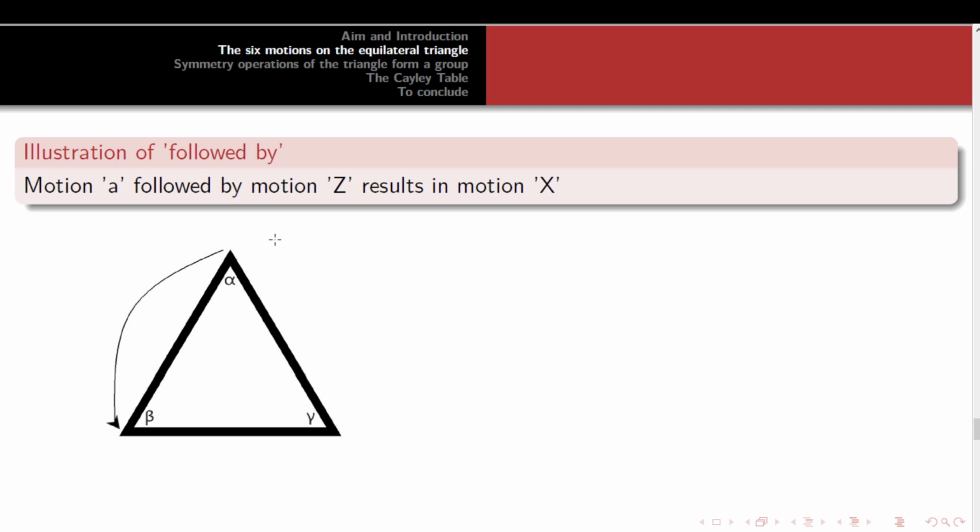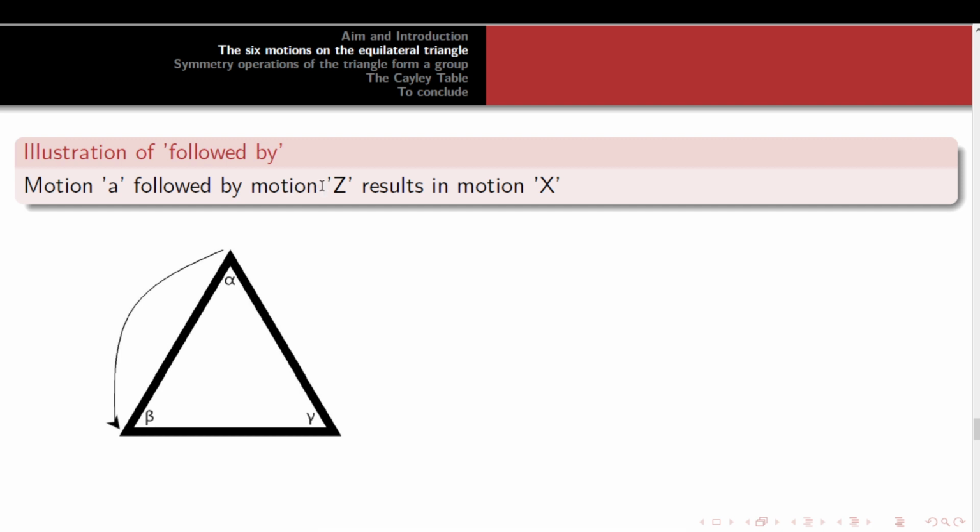Okay, so as an example, let's see the motion A followed by the motion Z. The motion A, we know, rotates the equilateral triangle by 120 degrees counterclockwise. When you do the counterclockwise rotation of 120 degrees, alpha shifts to beta, beta shifts to gamma, and gamma shifts to alpha. And after that shifting, you have to apply the motion Z.